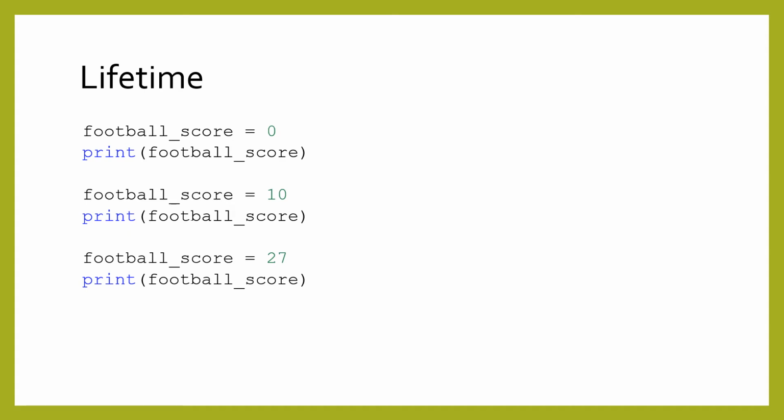Variables have a lifetime. At some point in the program, they are initialized, and then later on they are used. At any given time, you can ask what the value of a variable is, and change it. In the program shown here, the variable has a different value each time it is printed, because of the assignment statements.